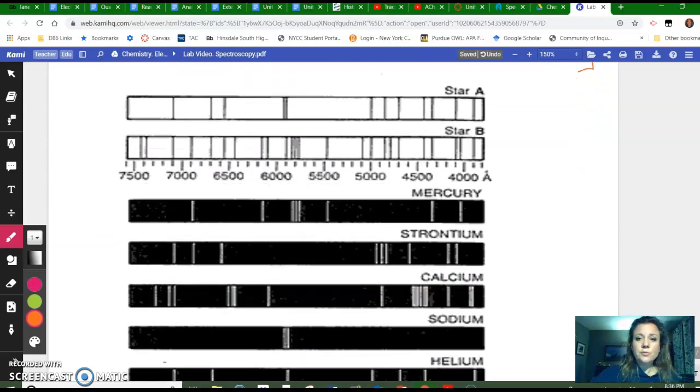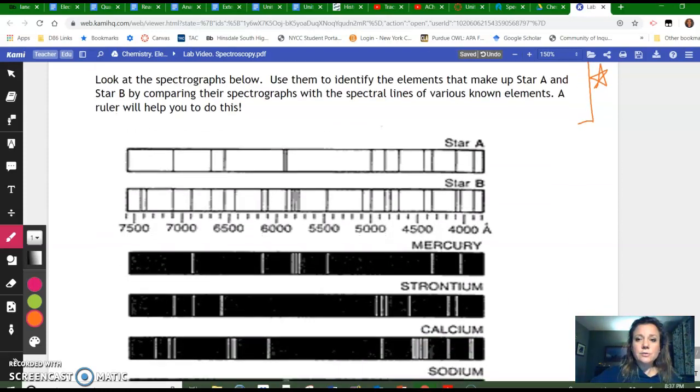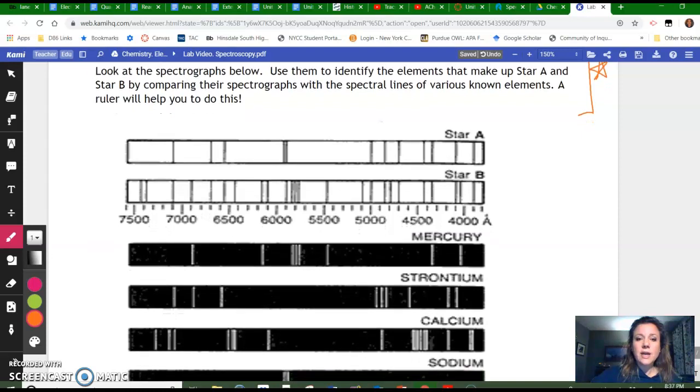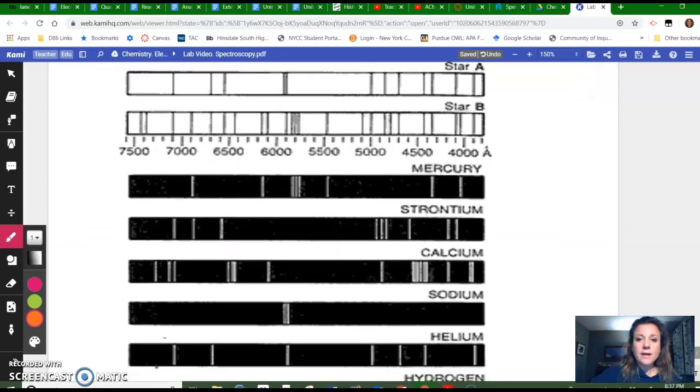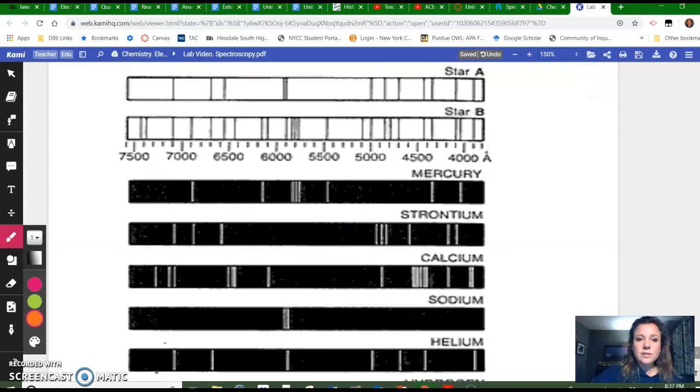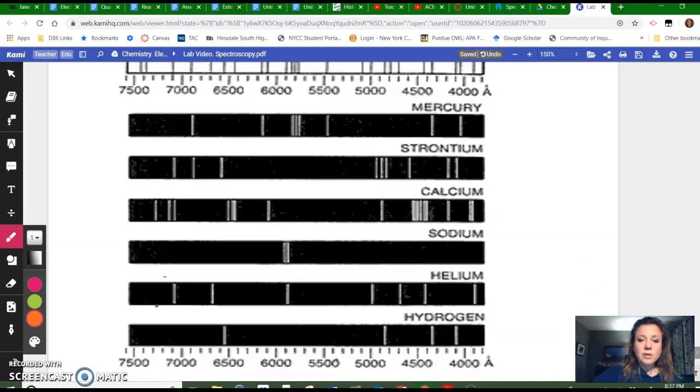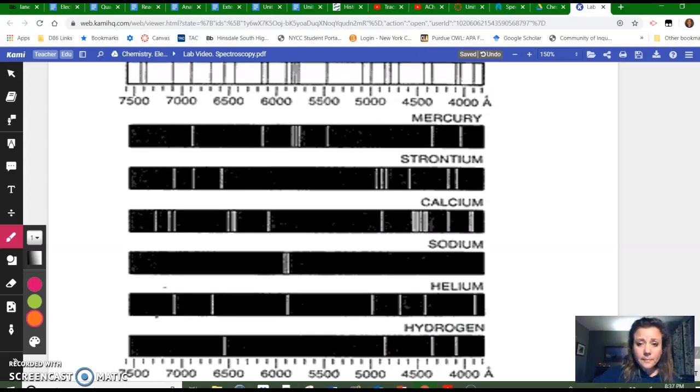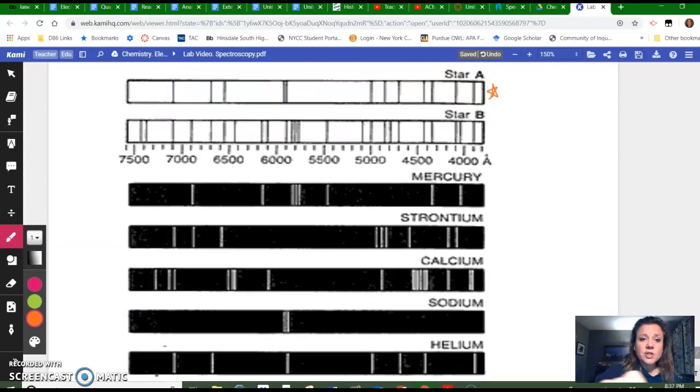And I just wanted to show you really quickly how to figure out what elements are in star A and what elements are found in star B. So why don't we look at star A first? You'll see that I have the emission spectrograph for star A, and below it I have the known spectrographs for a number of different elements. And what you have to do is match the lines in star A with the lines that are in the element.